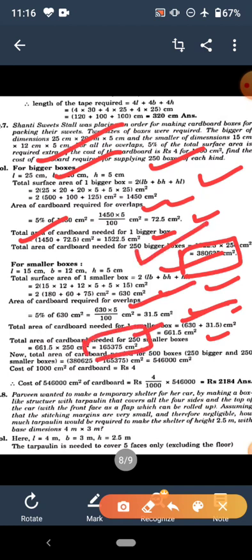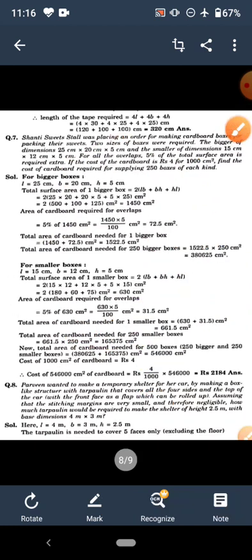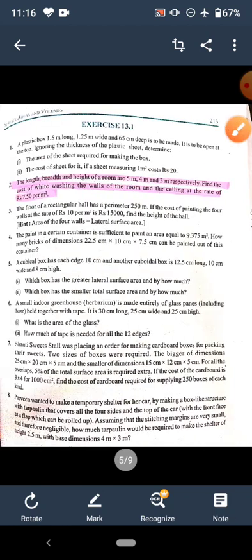Now this is for the bigger, this is for the smaller. Add them, divide by 1000, multiply by 4. You will get the cost of the cardboard sheet which you require to prepare the Shanti Sweet box.